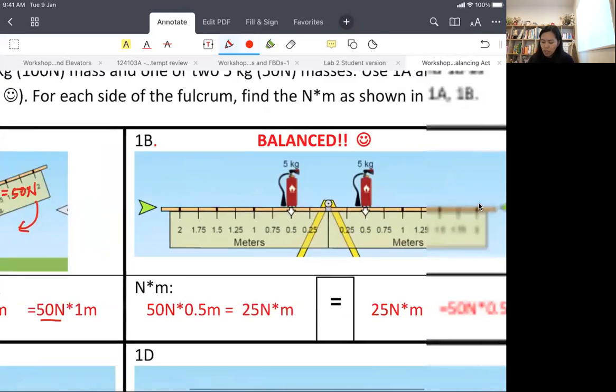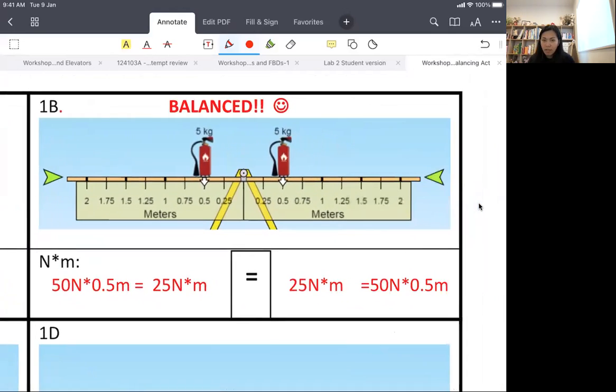As opposed to this scenario here, you can see that the torque, force times lever arm, force times lever arm, is the same, and therefore you have a balanced beam in the second scenario. So you can observe that if the weight force is the same, then the lever arm should also be the same to give you the same amount of torque.